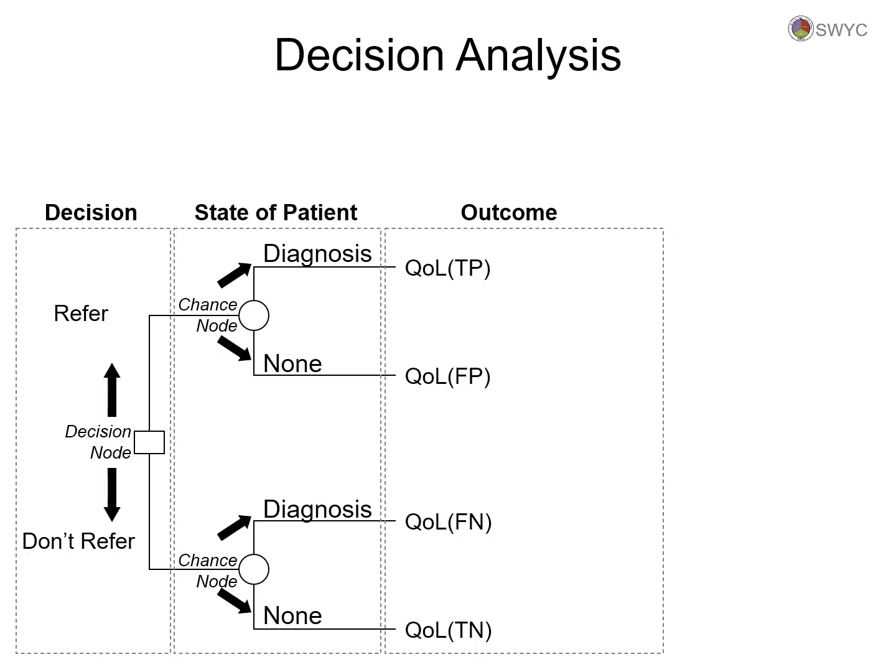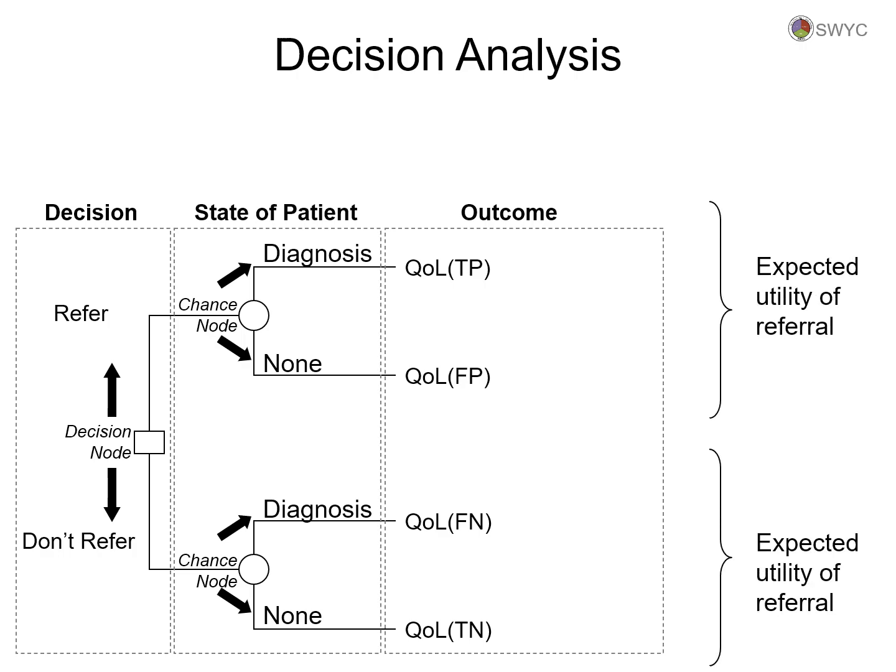If we can quantify quality of life and we're comfortable with the estimates, and we do some math, all of these values can be combined to calculate what's called the expected utility of a referral and the expected utility of a decision not to refer. Expected utility in this case represents our best guess as to the overall value of one choice versus another, given the uncertainty and given the risks.